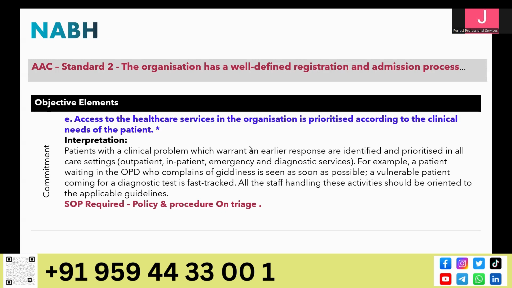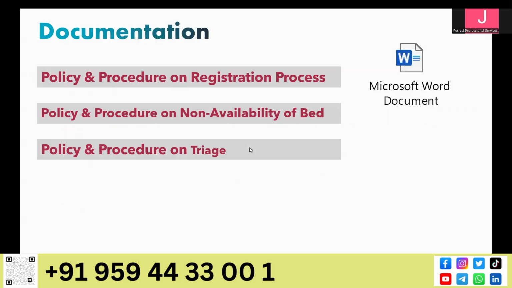So let's move on. What SOPs or documents will come from this particular standard? From this particular standard, we're going to have three important SOPs or policy and procedures. First is the registration process. Second is the non-availability of the bed. Third will be triaging.